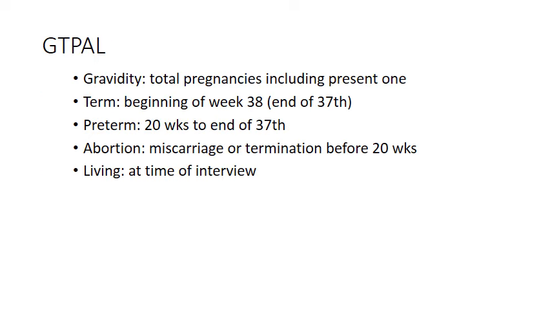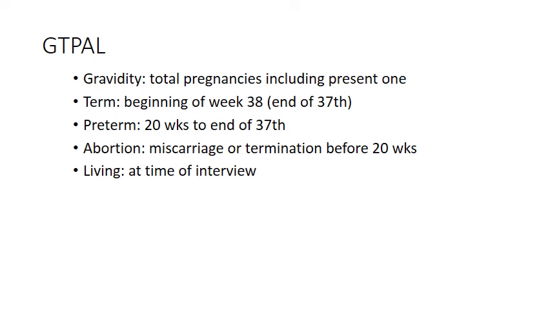First thing you need to become very familiar with is GTPAL. Gravity is the total number of pregnancies. Term is a baby that has been carried to the beginning of the 38th week. Preterm is 20 weeks to 37 weeks. An abortion means a miscarriage or termination before 20 weeks. And living is the number of children living at the time that you interview the patient.